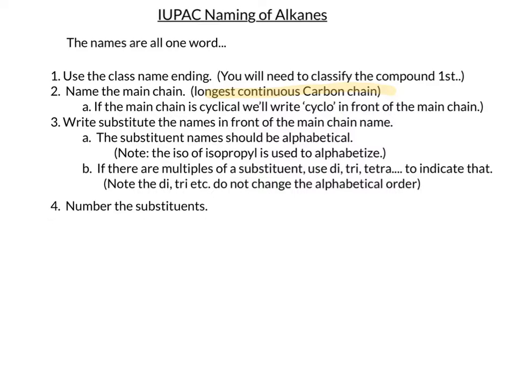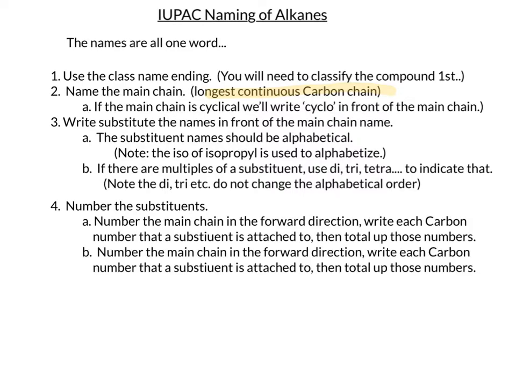We need to tell the location of each of these substituents. The best way to do that is to number the carbon chain first in the forward direction, and then in the reverse direction. Notice that it's easiest to use 2 different colored pens to indicate which direction you're counting. Now figure out which number each substituent is attached to in the forward direction and total up that number. Then do the same for the reverse direction, counting which carbon each one is attached to and total that up.